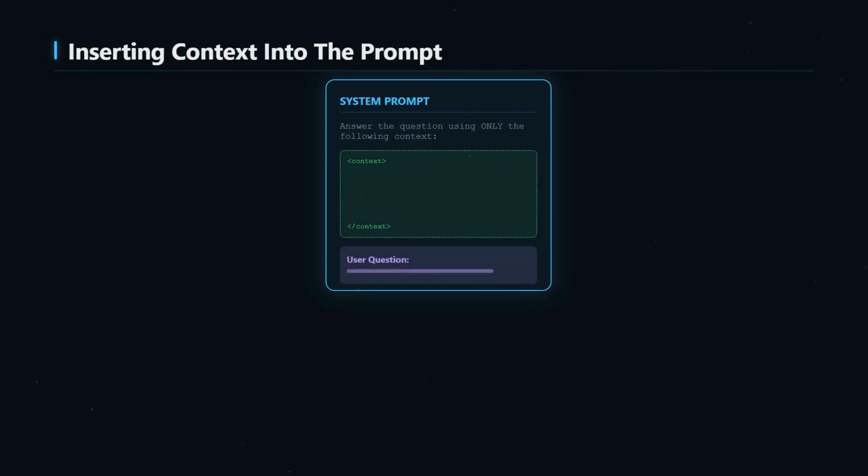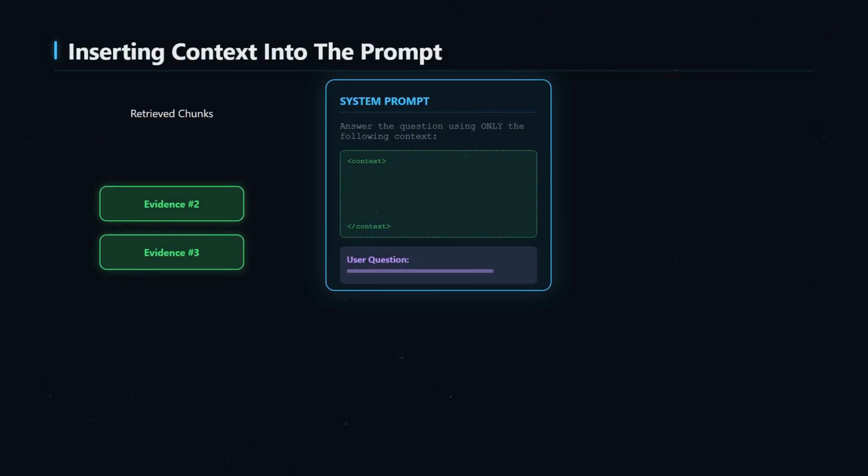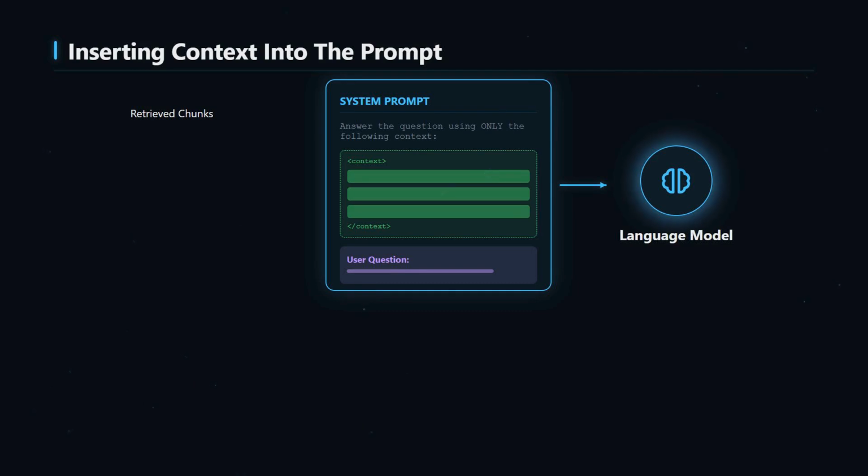Once the best chunks are chosen, they are not fed to some separate system. They are simply pasted directly into the prompt, right alongside the user's question, inside a clearly labeled context section, before the model generates its final answer.